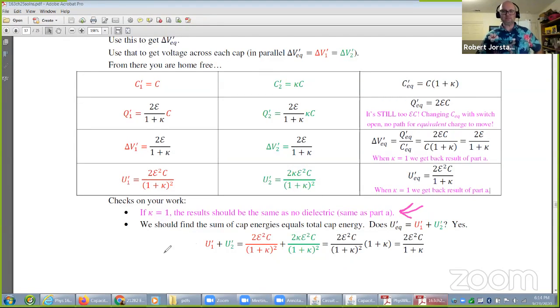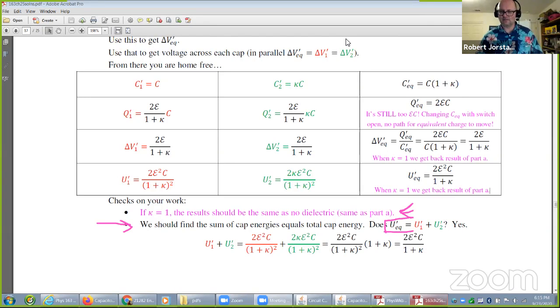All right. And then here's another check on your work. We should find that the sum of the capacitor energies equals the total. So remember, we got to be careful. The total energy in the prime case is not going to equal the total energy in the unprimed case. So you can't just say U1 plus U2 equals U prime. We expect U1 prime plus U2 prime equals U total prime. And so if you get used to this habit of that bookkeeping, this stuff is easy. If you don't get into that habit of bookkeeping, this stuff is hard.